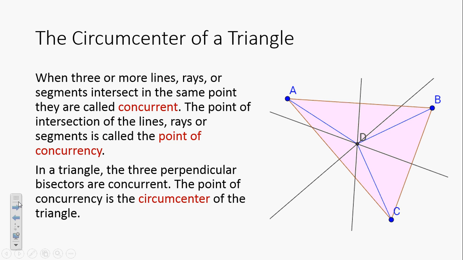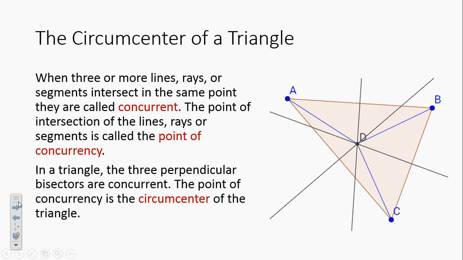The first point of concurrency that we made was called the circumcenter of a triangle. That circumcenter of a triangle is formed by taking the perpendicular bisectors of the sides of the triangle and finding out where they meet.